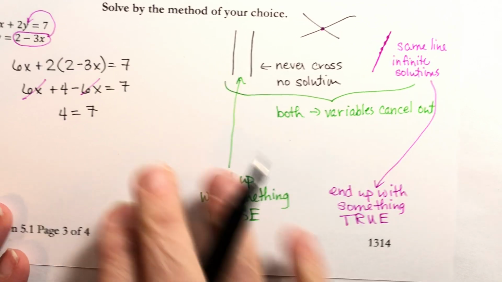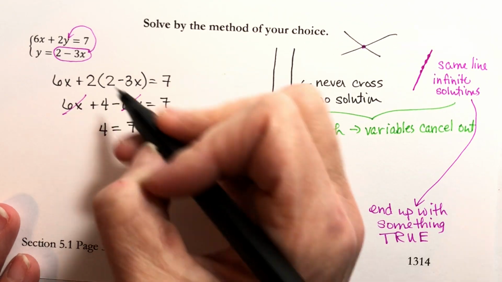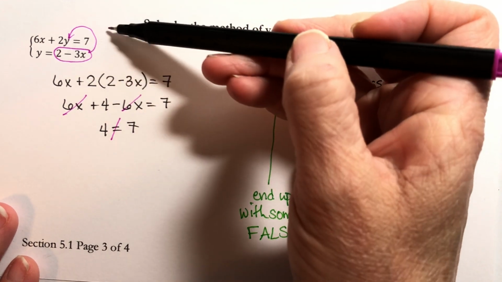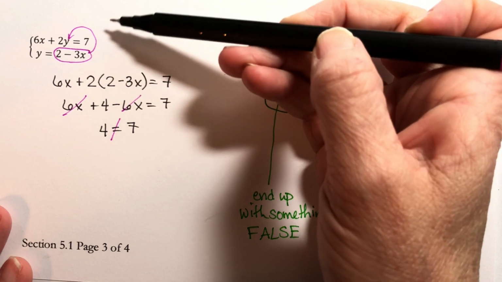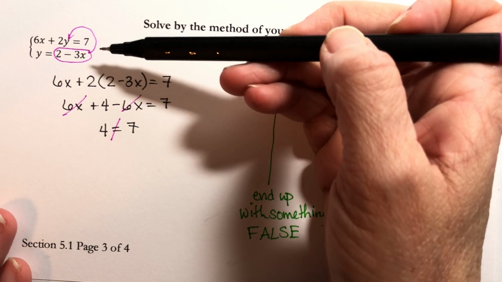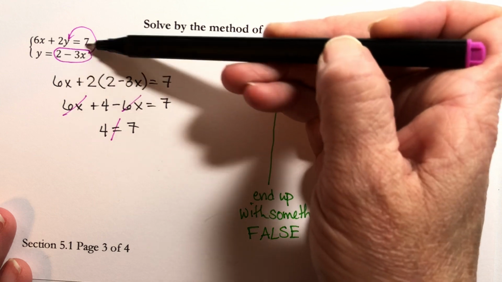Okay, so which of these two cases do I have? Well, I ended up with 4 equal to 7, which is definitely not true. So what I have here is a case of parallel lines. Now, you remember that when we dealt with parallel lines earlier in the course, we compared their slopes. And it's true that if you solved this one for y, you would see that you had the same slope as you do here.